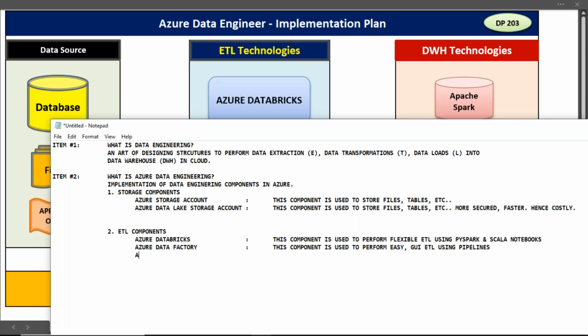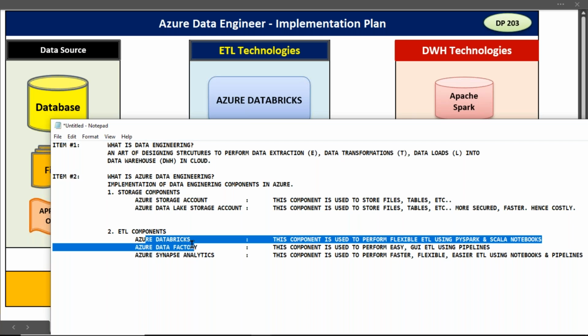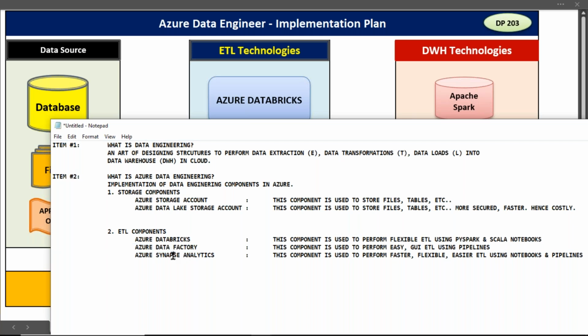Mixing together, you have Azure Synapse Analytics. This component is used to perform faster, flexible, easier ETL using notebooks and pipelines together. This is called Synapse. Databricks and Data Factory combined together is equal to Synapse, sandwiched together.